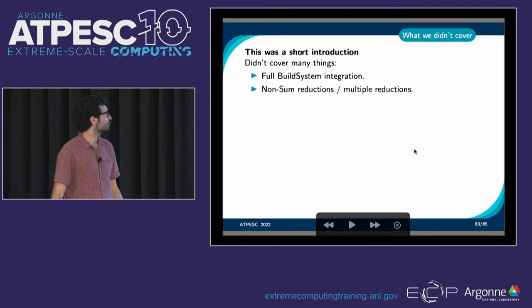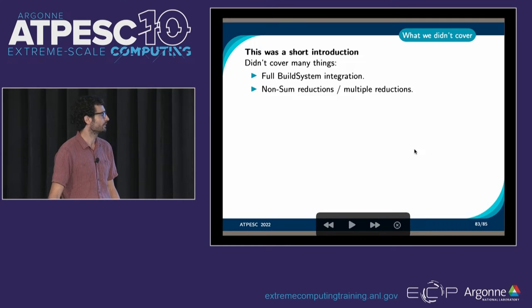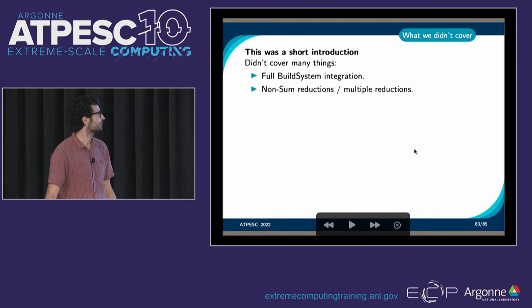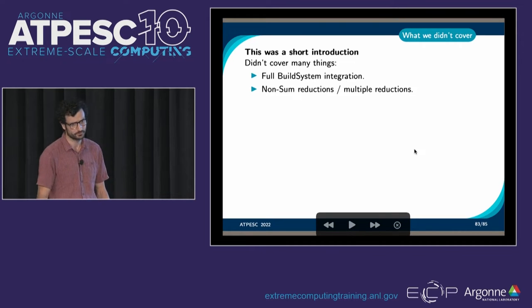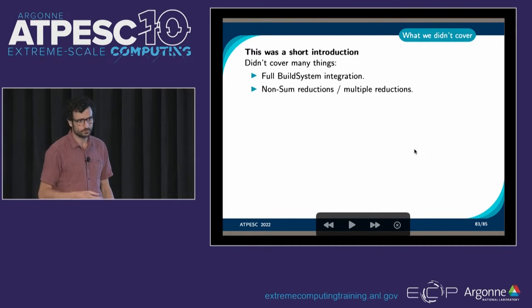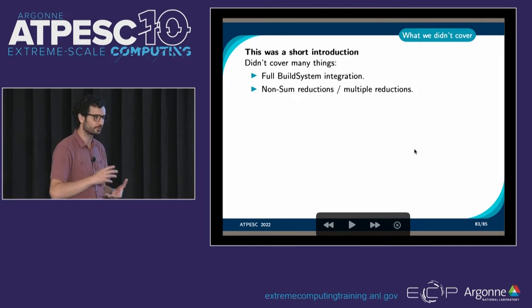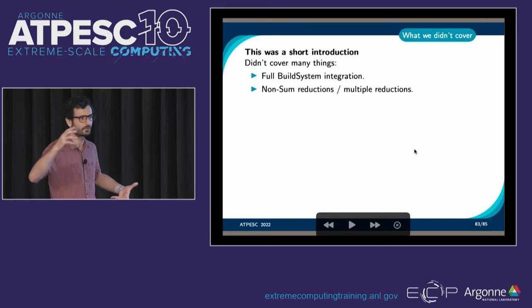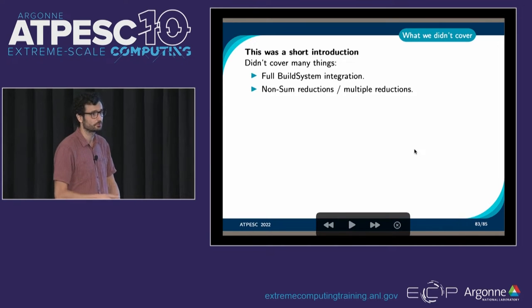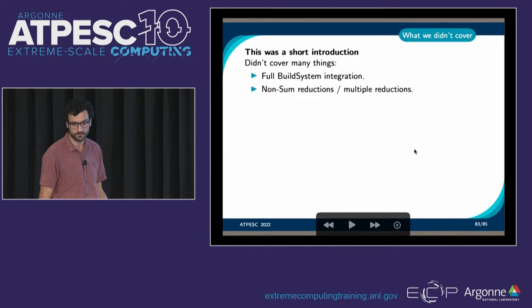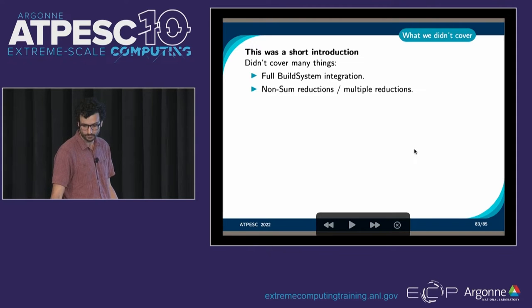About reduction, we can do other reductions. We can do product. You can even define your own custom reduction. For instance, if you do computational geometry, you could be computing a box that contains all your points. You have your own abstraction for points. You could do that, and with Kokkos, define your own reducers.